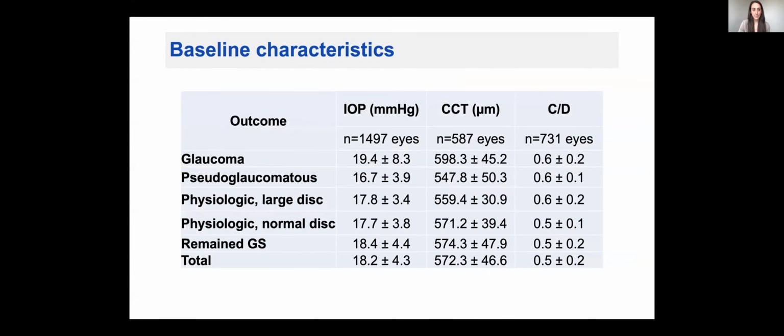This table shows the baseline IOP, pachymetry, and cup to disc ratio for these children stratified by outcome. The baseline IOP did not differ for children with glaucoma compared to the other outcomes. The baseline central corneal thickness appeared greater for those with glaucoma, though this did not reach statistical significance, possibly due to the small number of children in this group. The baseline cup to disc ratio also did not differ for children with glaucoma compared to the other outcomes.